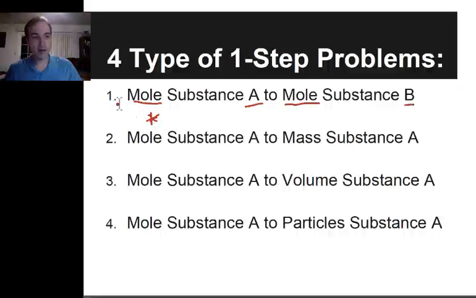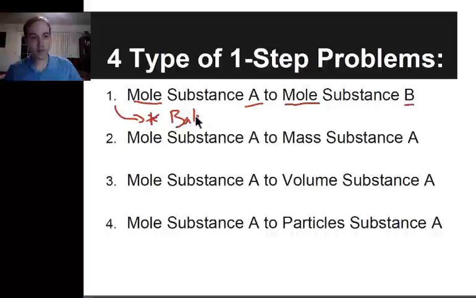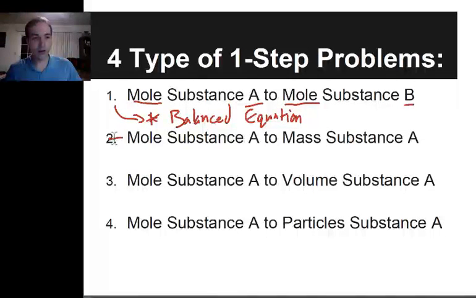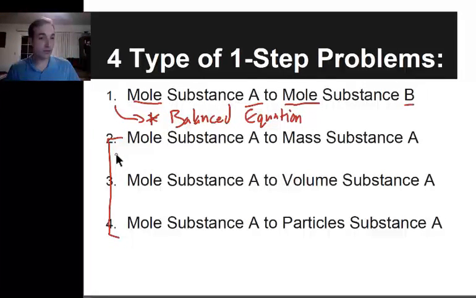This is where, for this type of problem, we need a balanced equation. You cannot go from moles of one substance to moles of another substance without a balanced chemical equation. Now, the other 3 types of one-step problems we did last semester. This was in our unit on chemical quantities. So going from moles to mass, or grams, using the periodic table, right? For this we use the mass from the P table.